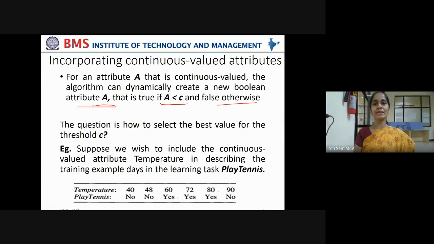Very simple, right? A simple transformation of the data so that the decision tree will be comfortable with the continuous valued attribute converted into a discrete valued attribute, right? Now, the question is how to select the best value for the threshold C. In this customer data case, income level I have taken as 10,000. Less than 10,000, do this, greater than 10,000.